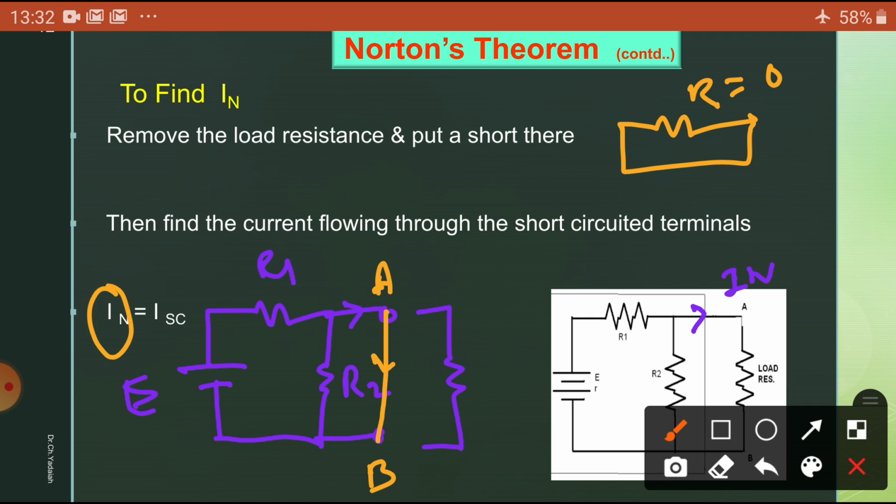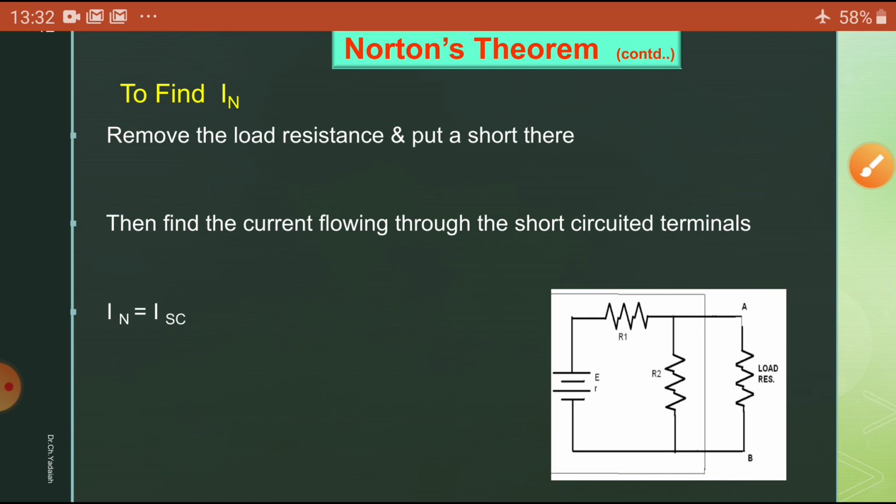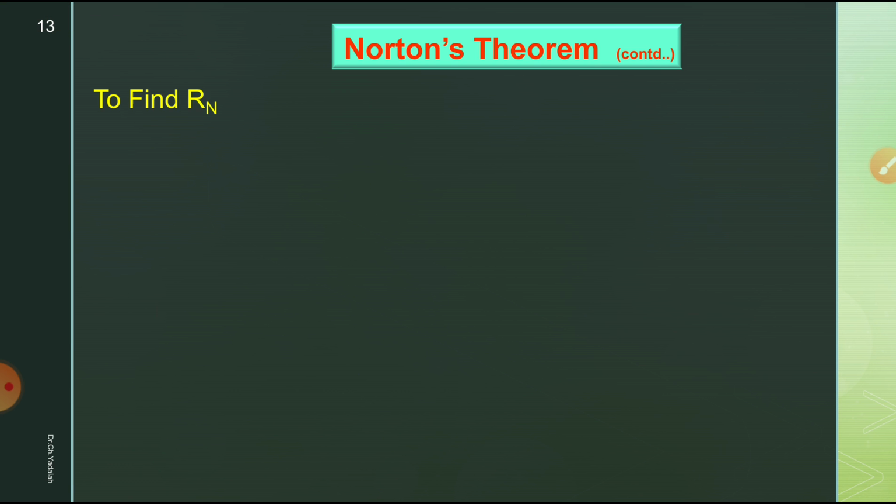Then this circuit becomes only this resistance, this one, and this is connected here only. R1 is connected to E. Then what value are you going to calculate? That is the current, simply shorted, and I am going to find what the current is. That current is equal to IL. Okay, now that is the procedure. After knowing the current here, now let us find the R Norton.